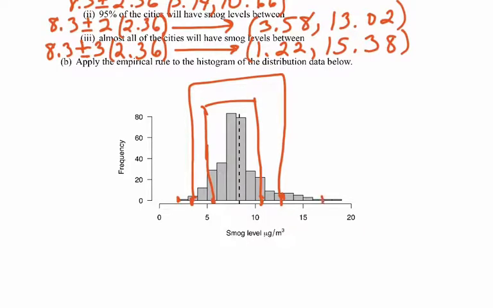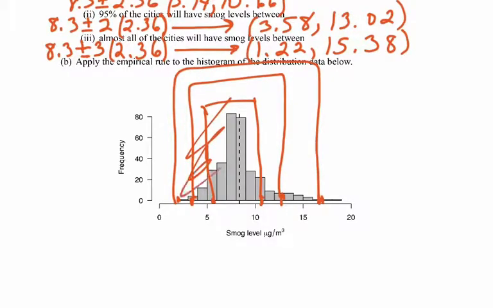I'm kind of estimating right about here. So that's all of this data. All of these cities are going to be lying with smog levels between 1.22 and 15.38. So that's 99.7%, pretty much all of the data. We've got a few out here, 1 or 2 out here, but most of it's going to lie within those two numbers. Part B says apply the empirical rule to the histogram of the distribution of the data below.